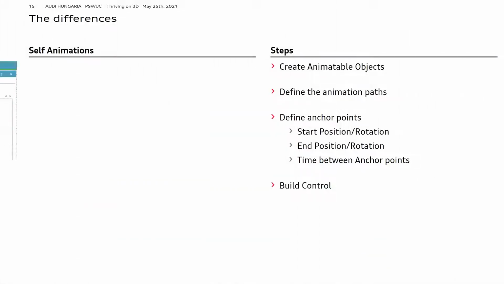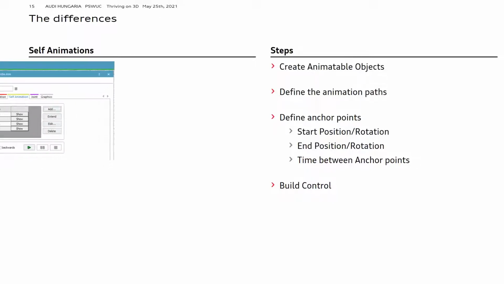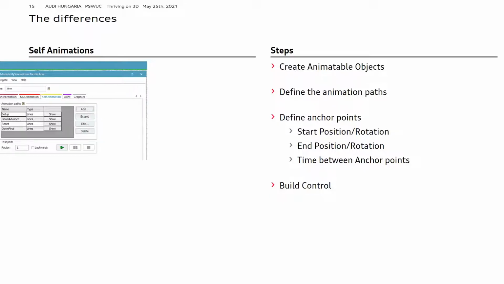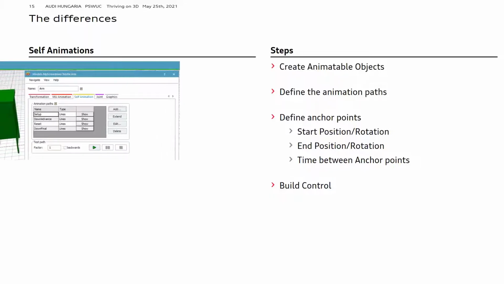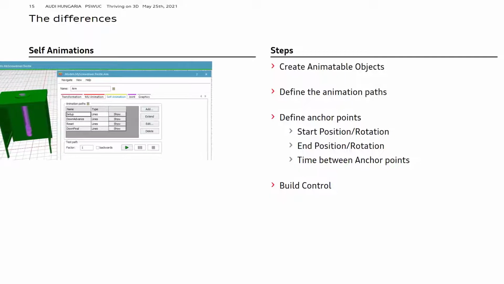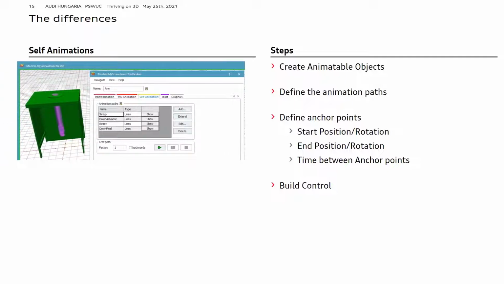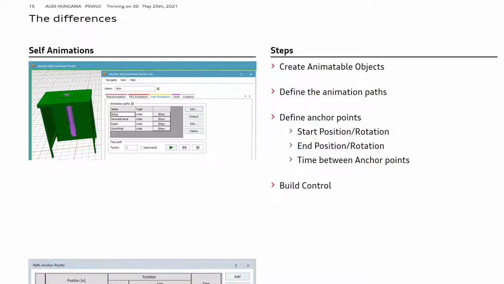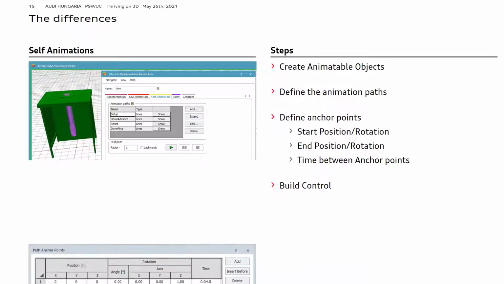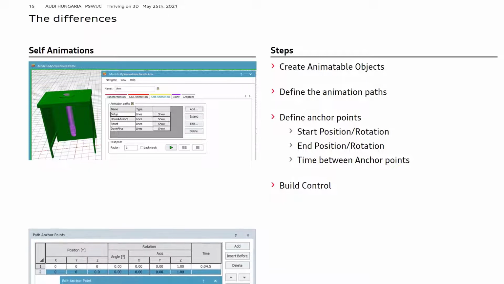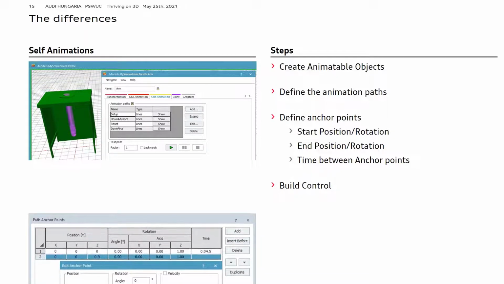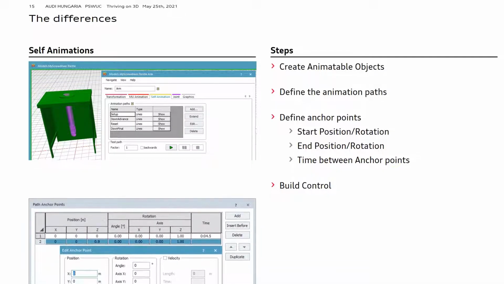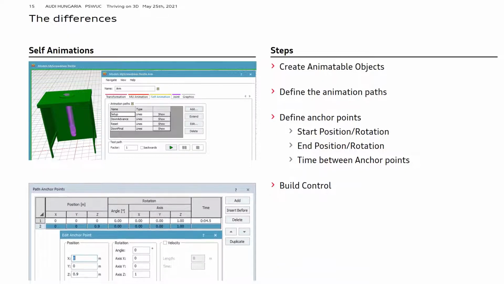Creating a self-animation is done in the following steps. Optional, the creation of one or more animatable objects. Secondly, define the paths to be used. Defining the anchor points with start and stop positions, eventually with time. And of course, building an overall control to select and activate the animations according to certain events.